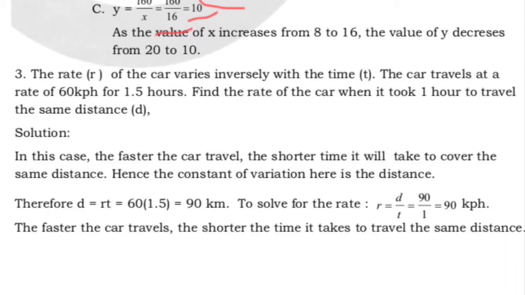So to solve for the rate, we're going to use r equals d over t. Okay? So substituting d, the constant, with 90 over 1 hour, the time traveled by the car. So the rate will be 90 kilometers per hour. This is when the car travels for 1 hour with the same distance.